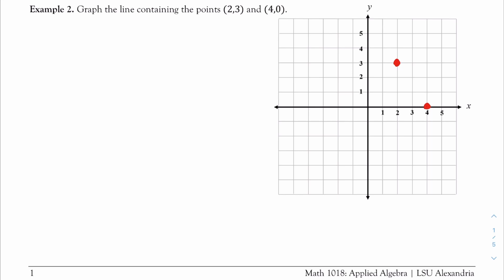If I want the line containing these 2 points, then all I'm going to do is play a game of connect the dots. I'm going to connect these 2 dots, or points, and extend this line as far as I can in either direction. So in other words, I get something that looks a lot like what I have here. Again, we connected the dots with a straight line, and then we extended our line.